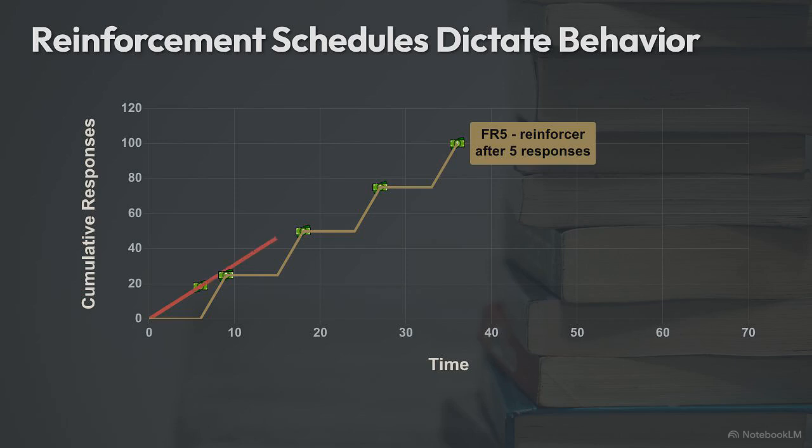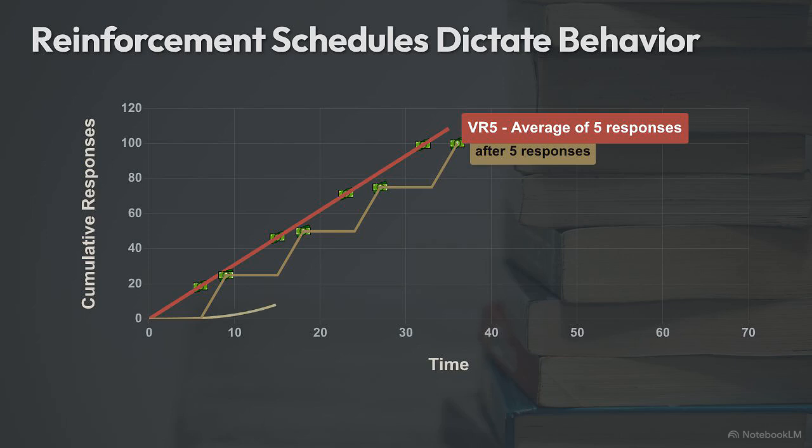The second quadrant shows a variable ratio schedule, like VR5, reinforcing after an average of 5 responses, meaning the requirement constantly changes. This unpredictability eliminates the pause. Because any response could produce the reinforcer, variable ratio generates the highest, steadiest response rate.